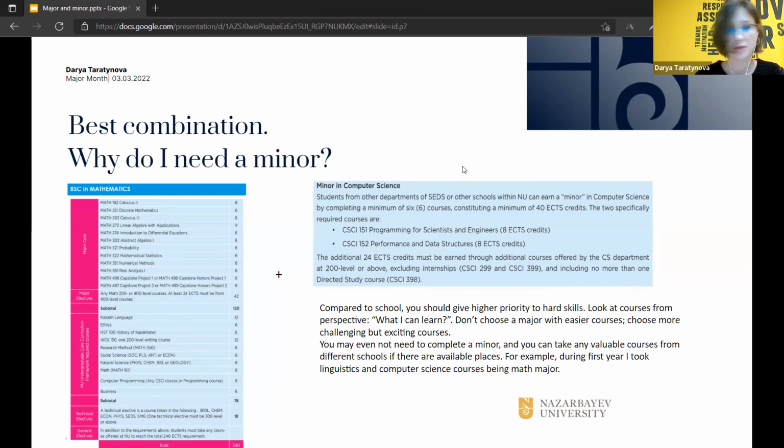You may even not need to complete a minor, and you can take any valuable courses from different schools if there are available places. For example, during first year, I took linguistics, history, and computer science courses being a math major. So major is really important, but the most important is to choose courses which you really need and try to make a corresponding schedule and try to take these courses in second, third, and fourth year to get good hard skills.